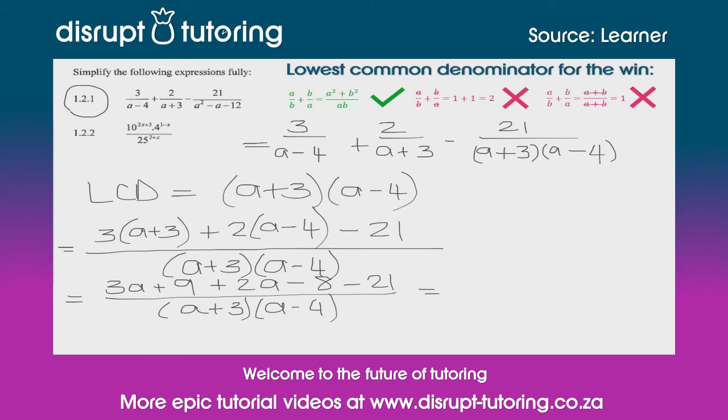So what I'm going to do now is I'm going to simplify the top by collecting my like terms. So I've got a 3a and a 2a. So 3a plus 2a is going to give me 5a. And then I've got 9 minus 8 minus 21. So 9 minus 8 gives me 1, minus 21. That's going to give me minus 20. And that all stays over our denominator, which is a plus 3, a minus 4.